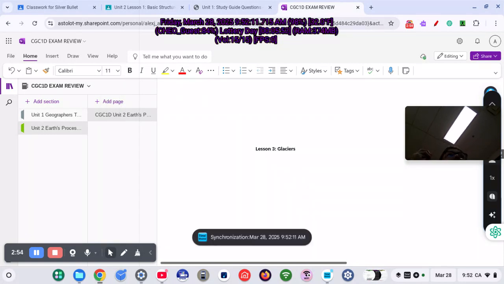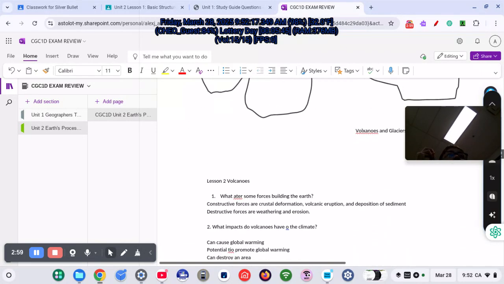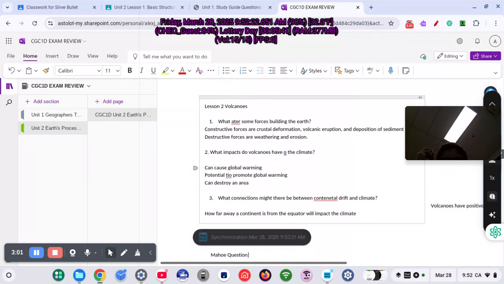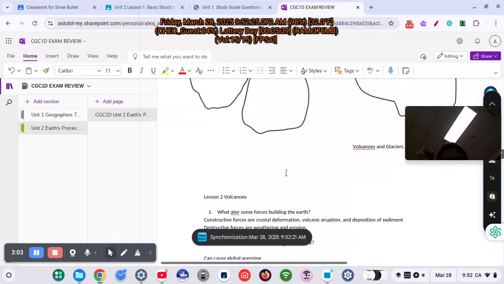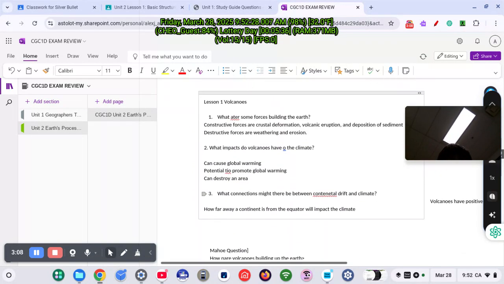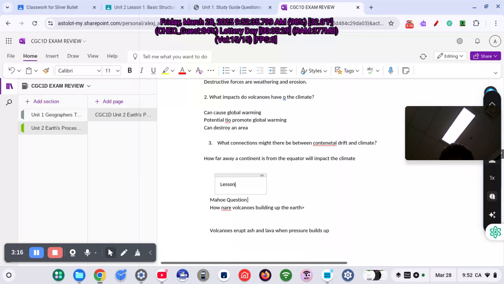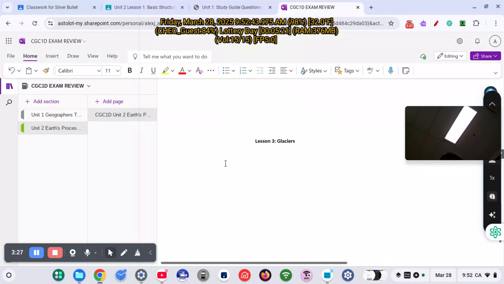Now we can also draw another arrow to describe what glaciers do, if we consider those to be constructive or destructive. What do you think? Where would you classify a glacier, as constructive or destructive? Both, because they can change. Yes, so I think glaciers could fall into both categories.